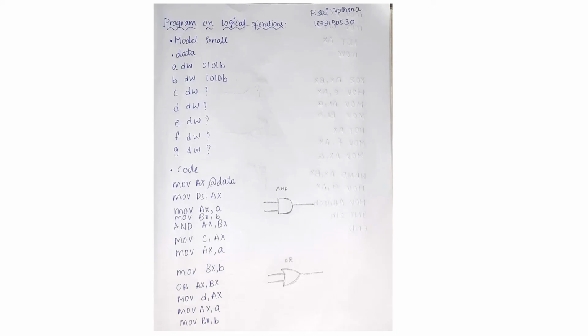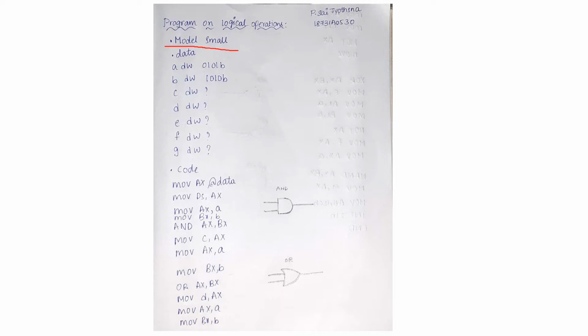First, we will define the memory model. Here, the memory model is defined as .MODEL SMALL. There are three basic memory models available in 8086: small, medium, and large. Here, .MODEL SMALL indicates that both the code segment and data segment sizes are less than 64 KB.